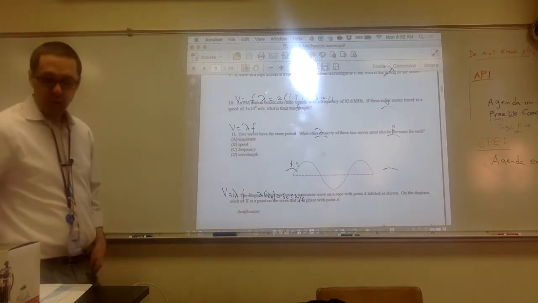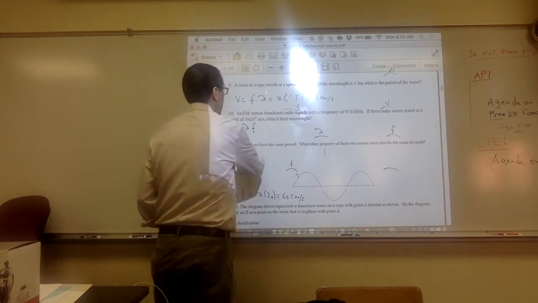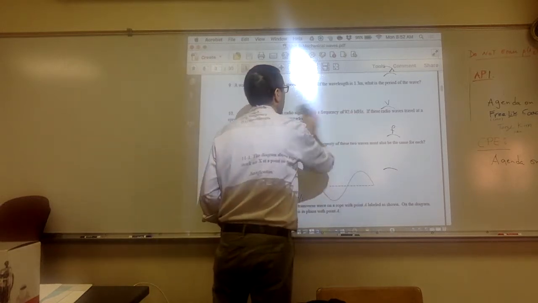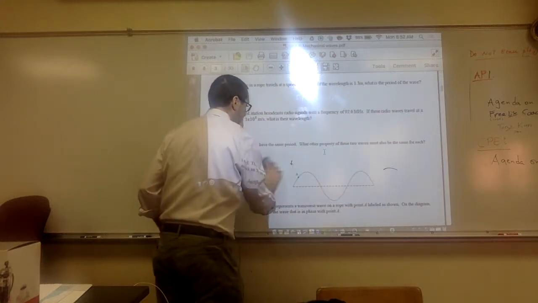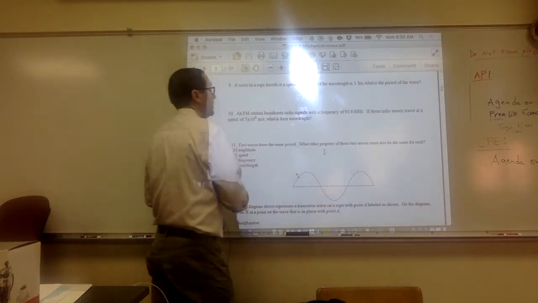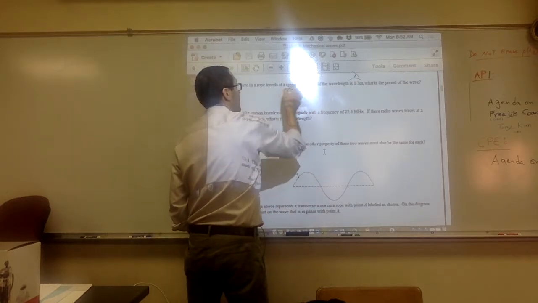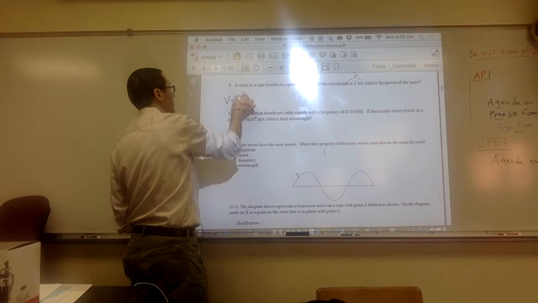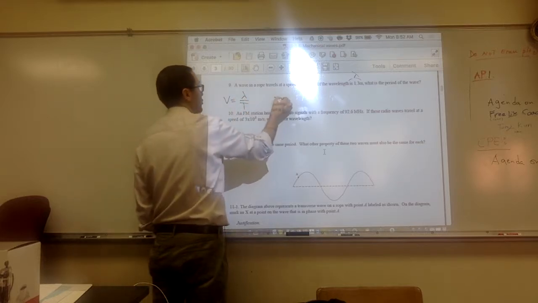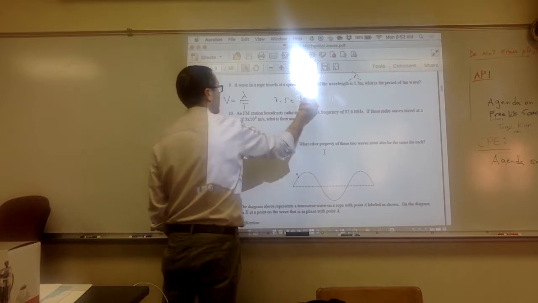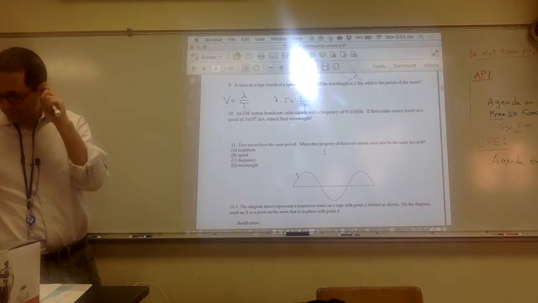Number 9, a wave in a rope travels at a speed of 2.5 meters per second. If the wavelength is 1.3 meters, what is the period of the wave? So this is your lambda, this is your speed, looking for the period. So I'm just going to use this formula. V equals lambda over period. So this is 2.5 equals 1.3 over T. So T is 1.3 divided by 2.5.